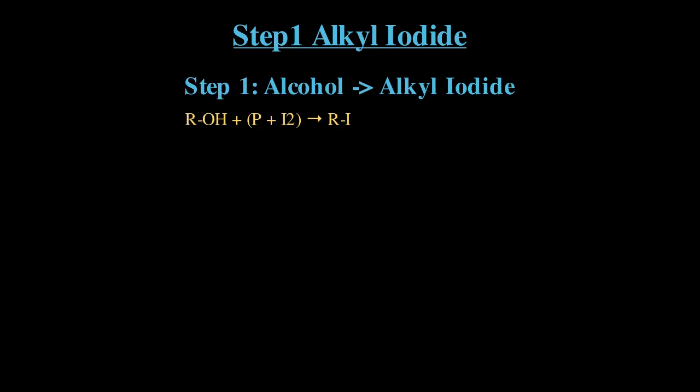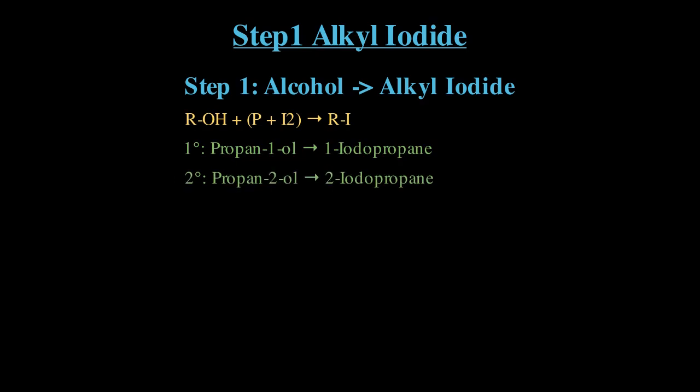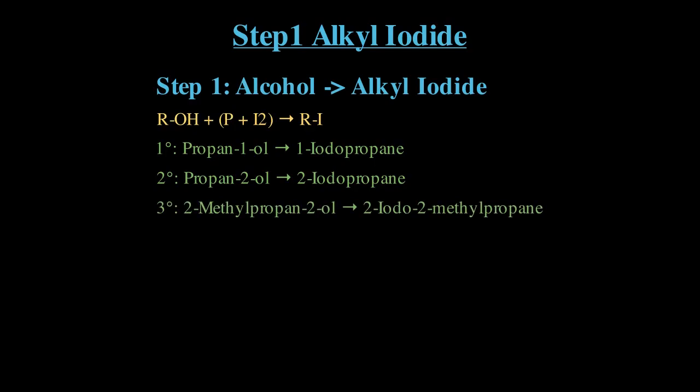For example, propan-1-ol, which is primary, gives 1-iodopropane. Propan-2-ol, a secondary alcohol, gives 2-iodopropane. And 2-methylpropan-2-ol, a tertiary alcohol, gives the corresponding tertiary iodide. No differentiation happens here, yet all 3 alcohols react.